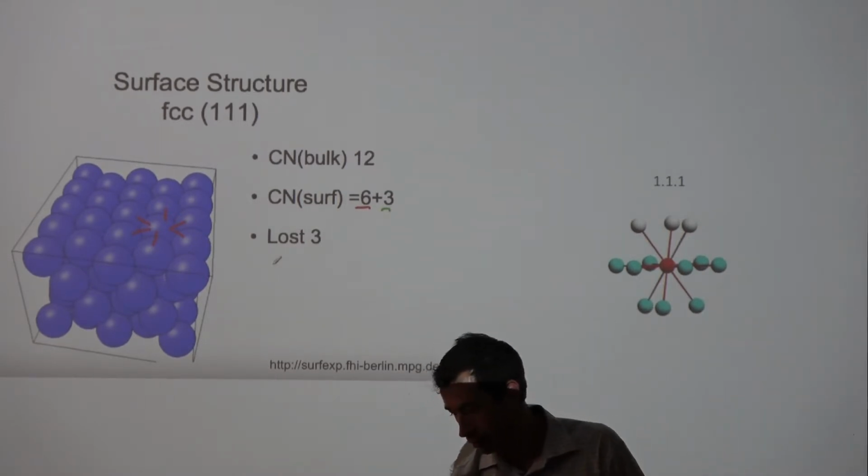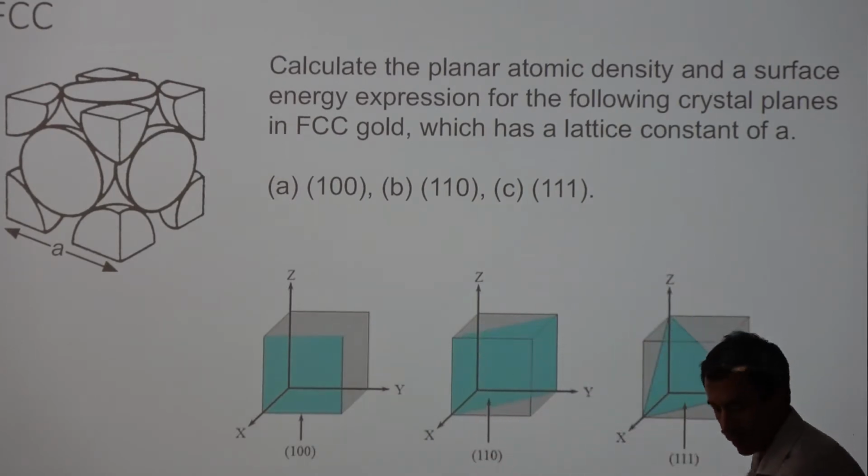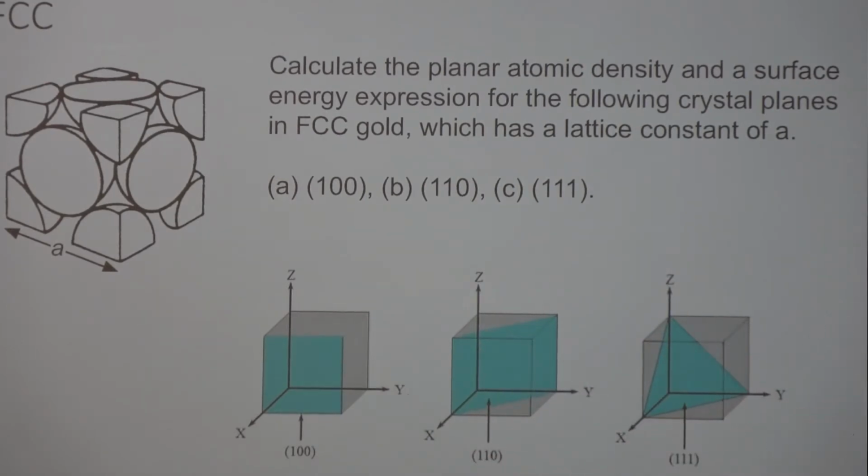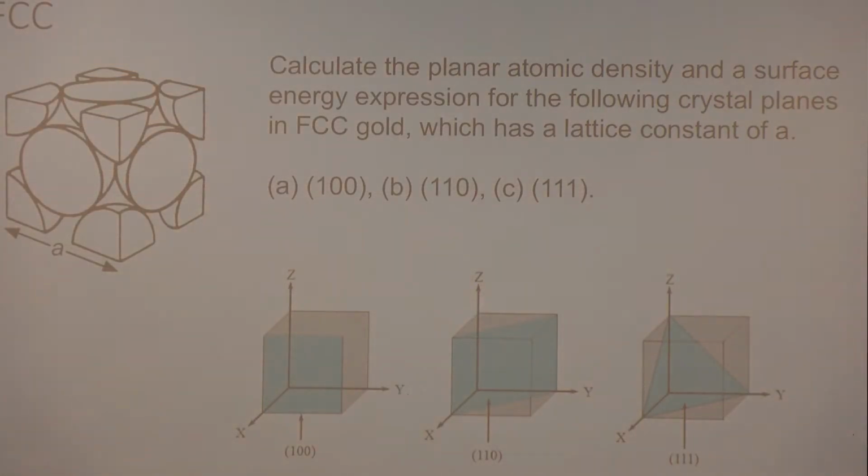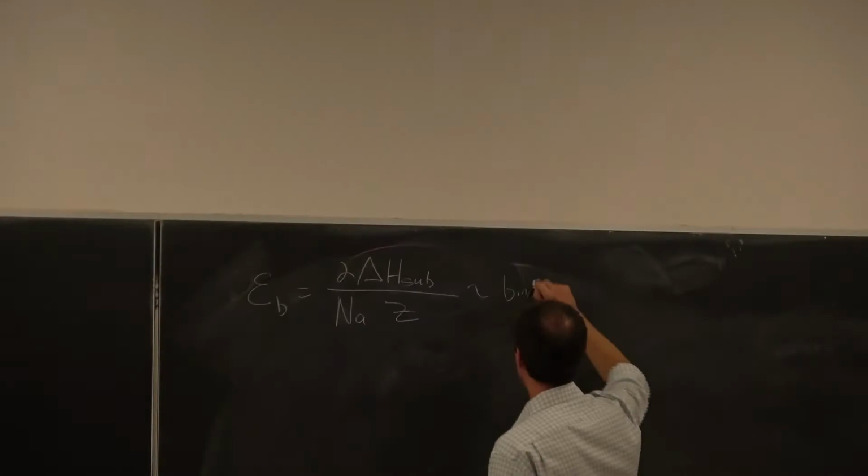So let's derive then a little bit more the planar atomic density, because I just threw that table up there last time and didn't talk about it nearly as much. So we remember that our binding energy is 2 times the enthalpy of sublimation, which we can look up, times Avogadro's number and Z, right? That's the binding energy.